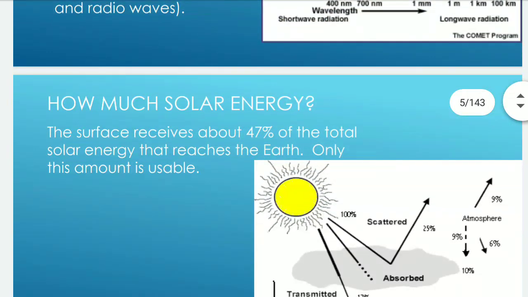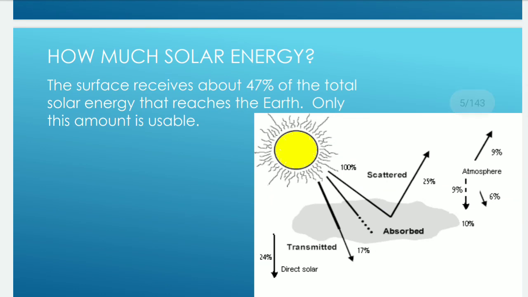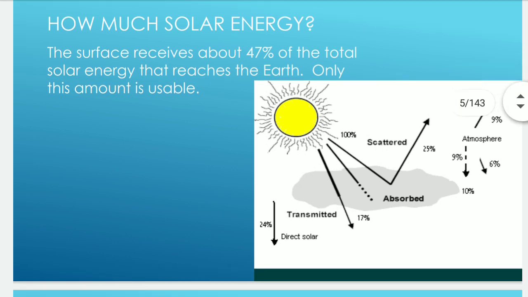Now, how much solar energy is used? The surface receives about 47% of the total solar energy that reaches the earth. Only this amount is usable. The sun emits 100%, then transmitted only 24% direct solar, 17% absorbed, 25% is scattered, and in the atmosphere 9%, 6%, 10%.